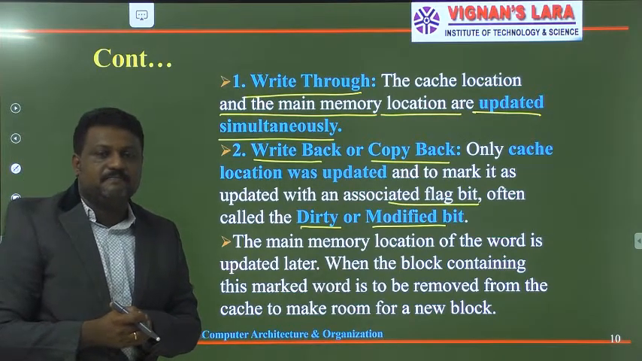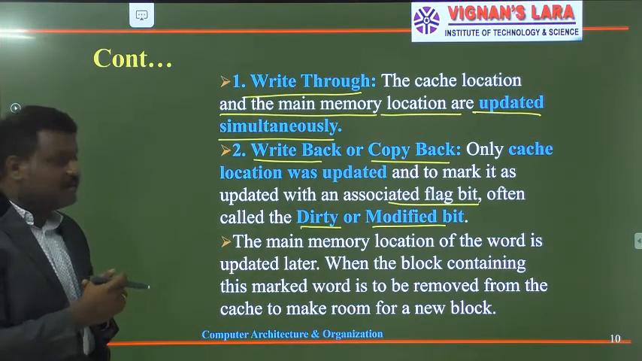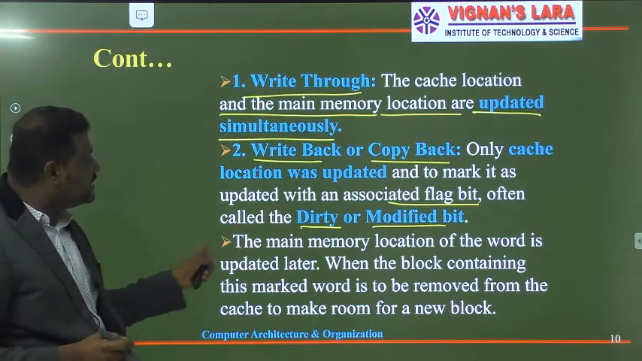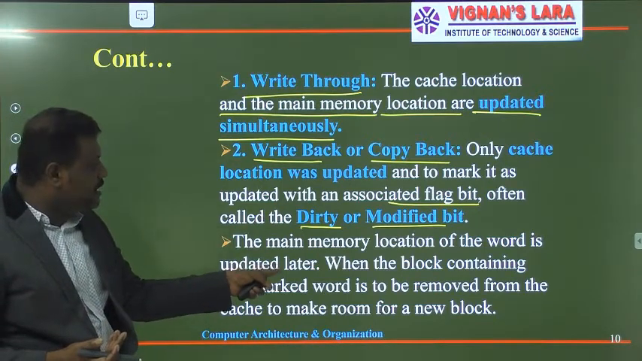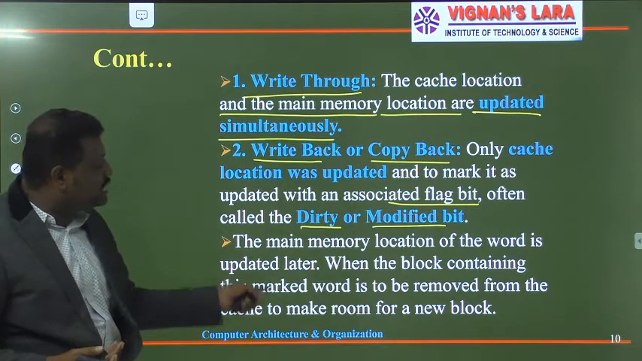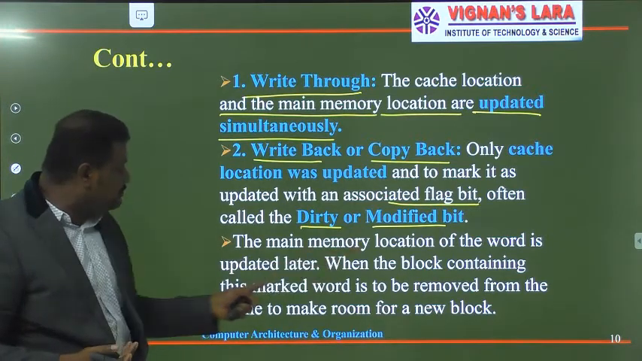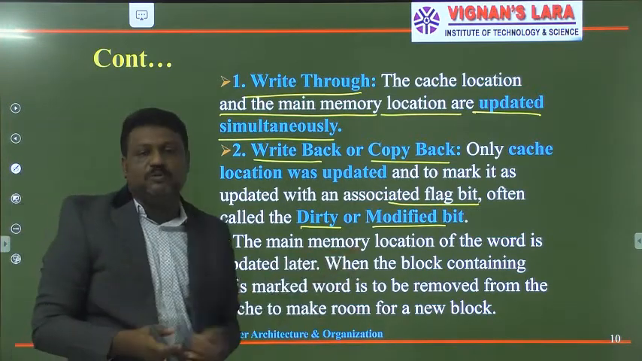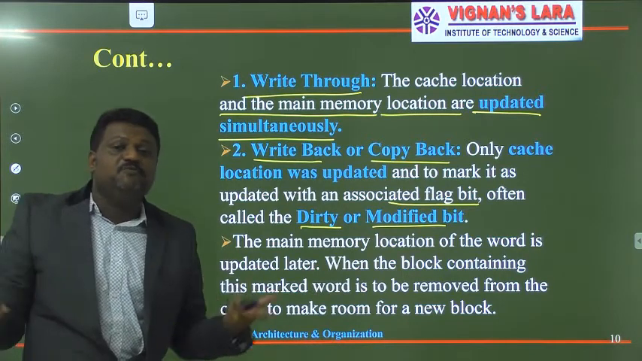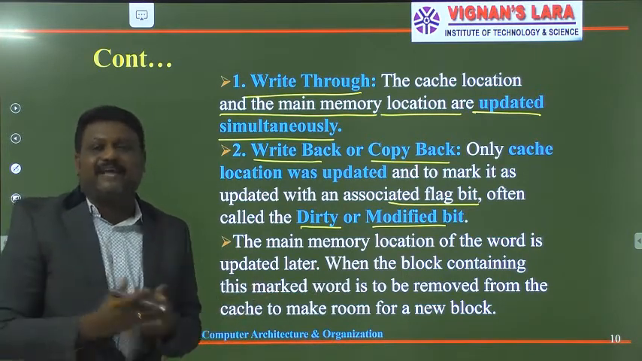The problem with the write-through policy is that the update was done at both the main memory and the cache memory, which is a time-taking process. In order to overcome that disadvantage, here we do the update only in the cache memory, not in main memory. Both are not done simultaneously. First we do the update in the cache.